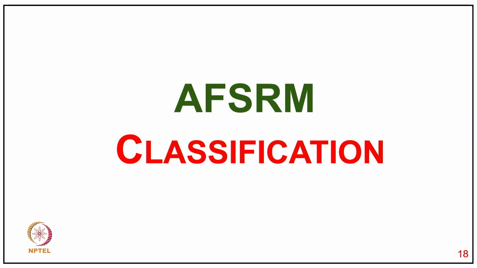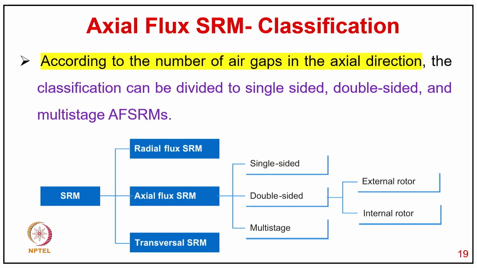Now coming to the classification of the axial flux reluctance motor. According to the number of air gaps in the axial direction, the classification can be divided into single-sided, double-sided, and multi-stage axial flux reluctance motors. The reluctance motor is first divided into radial flux machines, axial flux reluctance motors, and transversal flux machines. Axial flux is further divided into single-sided, double-sided, and multi-stage, and then for double-sided we again have an external rotor or internal rotor.